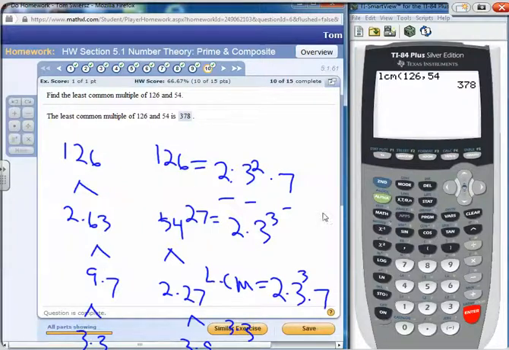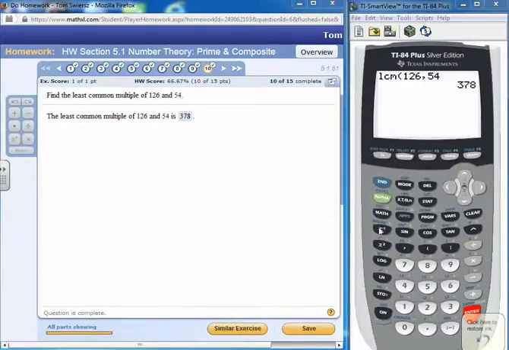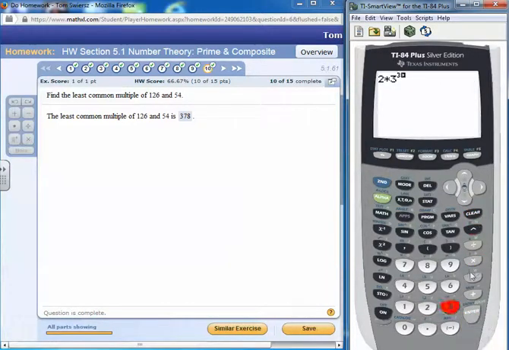Okay, so again, we can do that on our calculator. 2 times 3 cubed times 7. Oops, I forgot to get out of the exponent. 2 times 3 cubed, get out of the exponent, times 7. And there's our correct answer, 378.